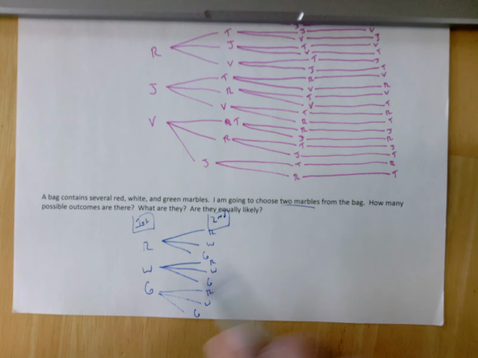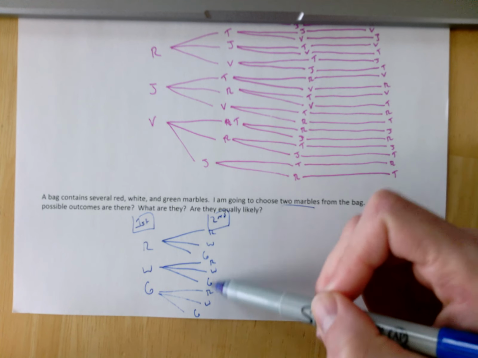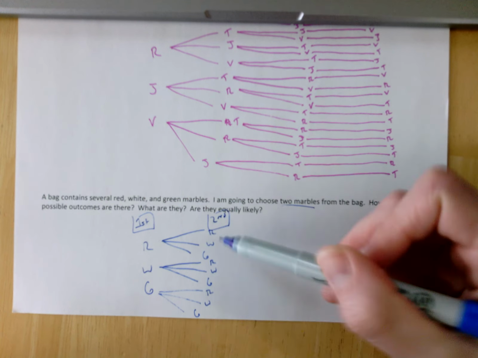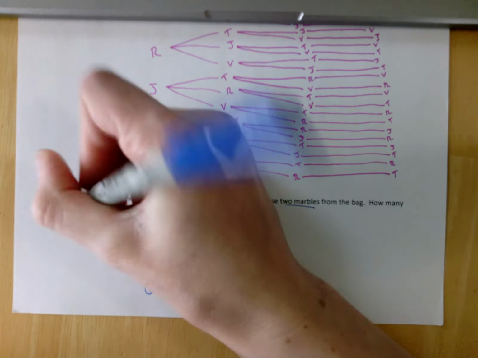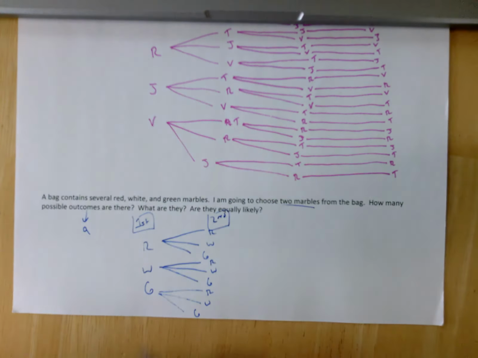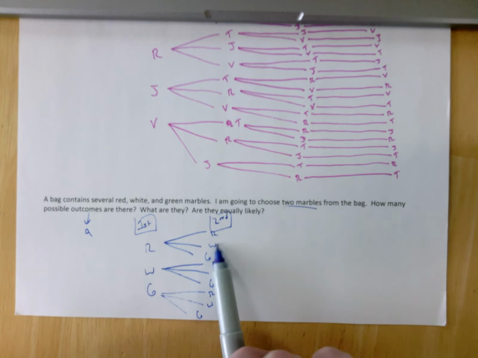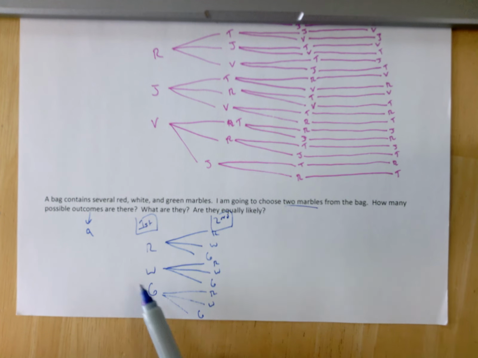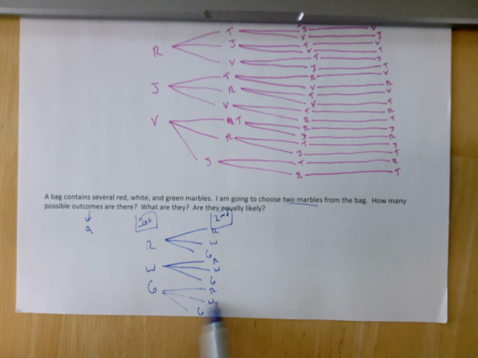So to answer these questions, how many possible outcomes are there? Well, you can count the ends of the rows to figure out how many total paths there are. So I've got 1, 2, 3, 4, 5, 6, 7, 8, 9. So how many possible outcomes are there? There are 9. What are they? That's what your tree diagram displays. You could get red and red, red and white, red and green, white and red, white and white, white and green. You get green and red, green and white, or green and green.